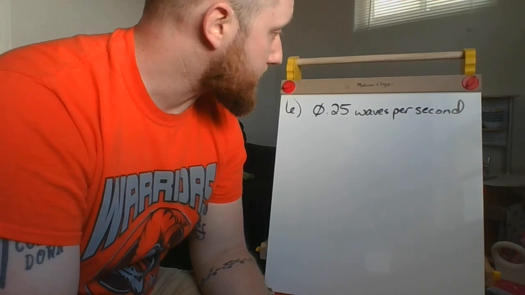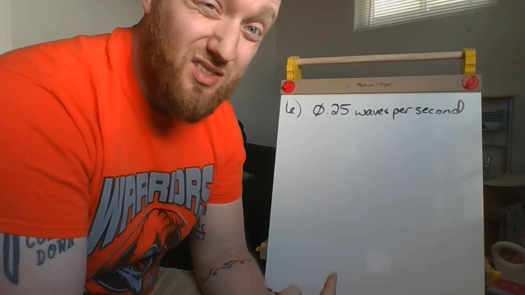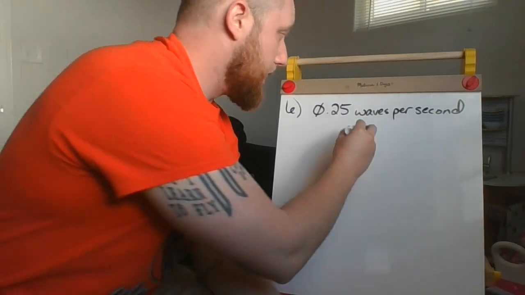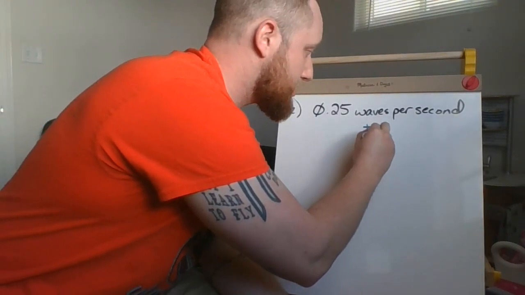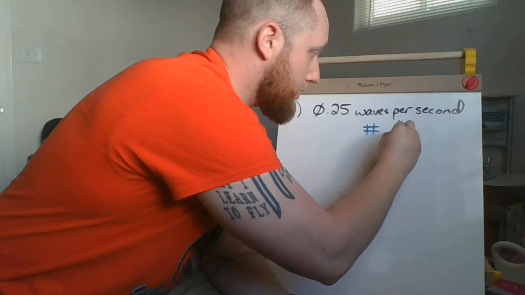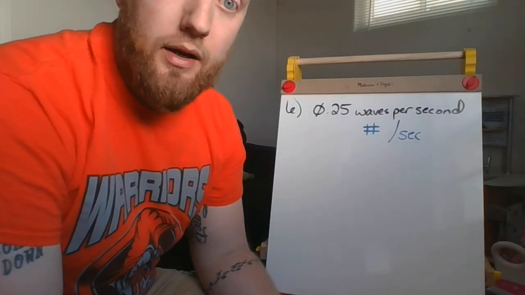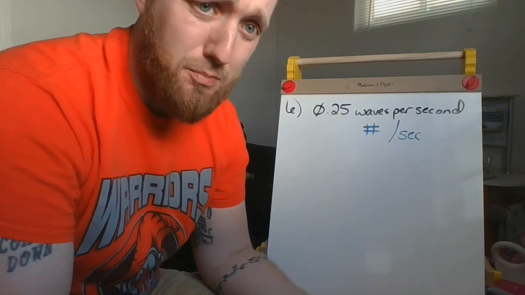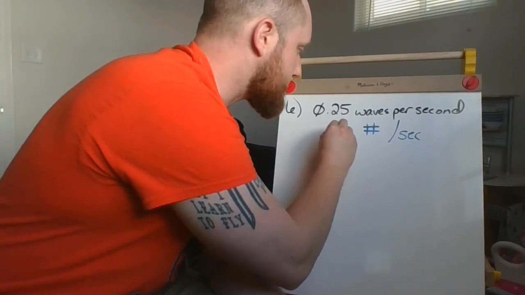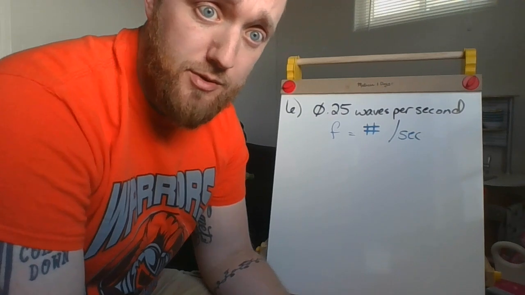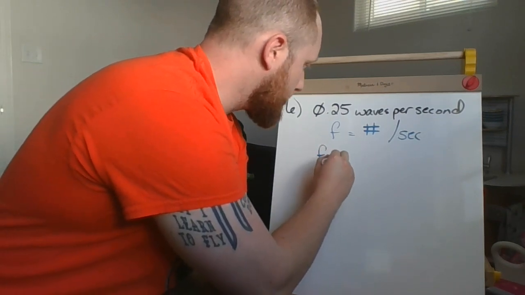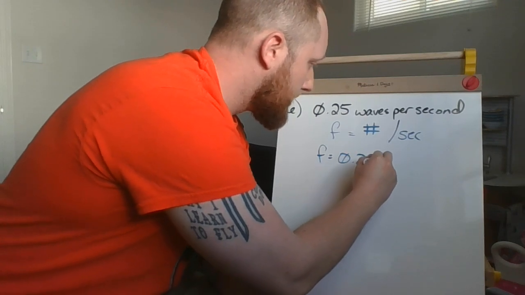What I want you guys to see is that the way the units are laid out, they tell you exactly which one you're dealing with. This is the number of times you see a wave per second. If it's that number of counts, number of cycles, number of times you see that occurrence per second, this is going to be a frequency. So yet again, frequency was provided to you. Your frequency here is going to be 0.25 hertz.